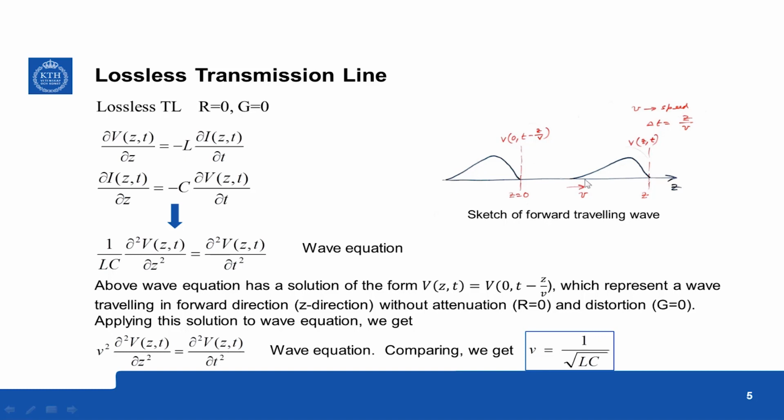So this has the form of a forward traveling wave. So v is the speed and delta t equal to z by v. So this is one of the solutions. A forward traveling wave without any attenuation and distortion is one of the solutions for this transmission line.